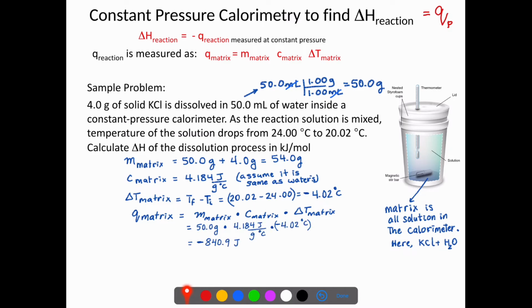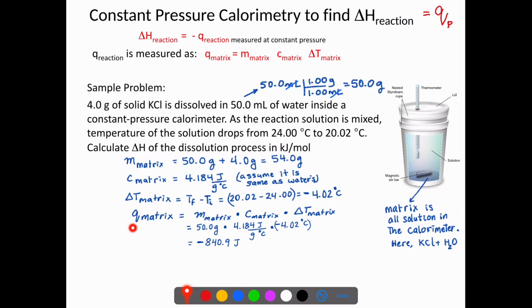And you can plug the values in, the mass, specific heat, and delta T. And it turns out that this temperature change corresponds to 840.9 joules of heat being released by the matrix. Okay, the sign should make sense here because a temperature drop would mean the heat is released, taken away from the matrix. That's why the matrix is cooling down, because it's losing heat. And you can see that clearly here in the sign. Q matrix is negative 840.9 joules.